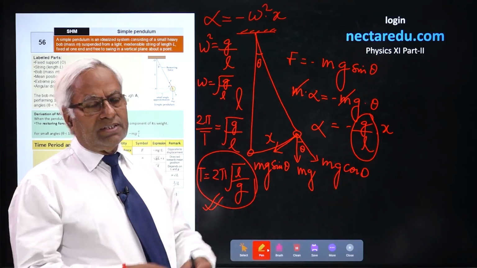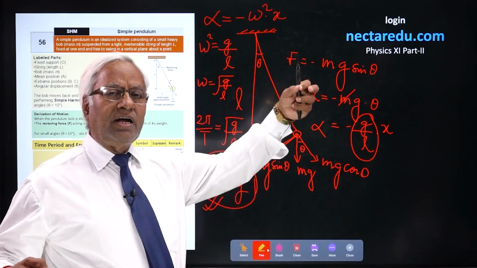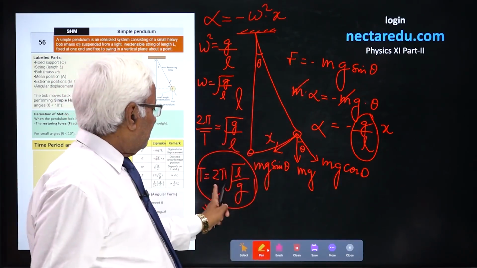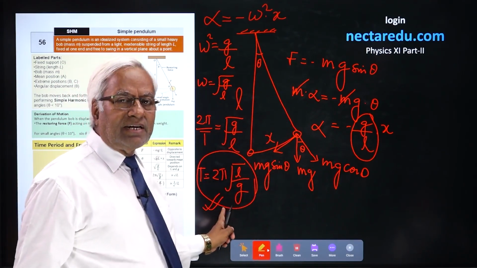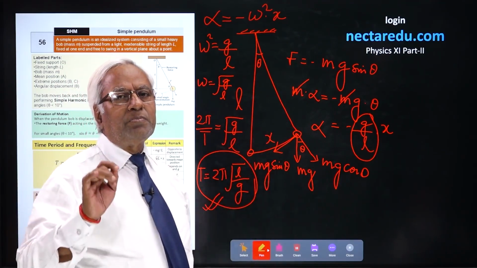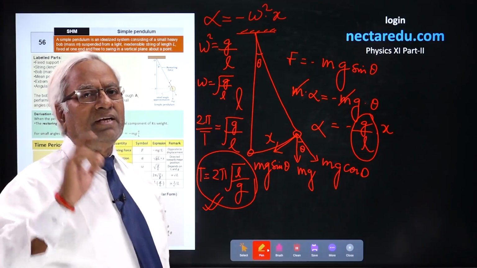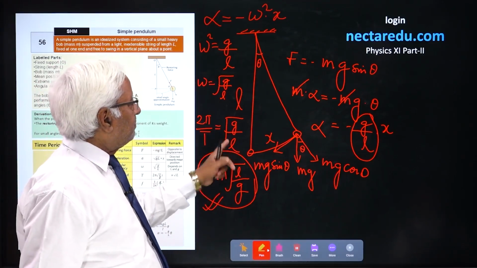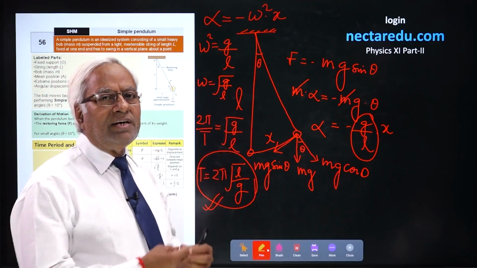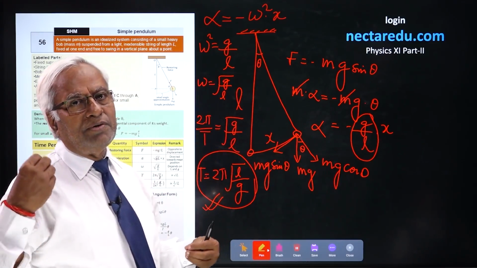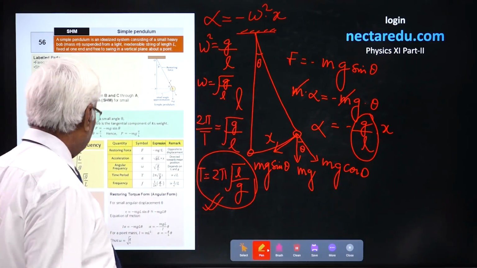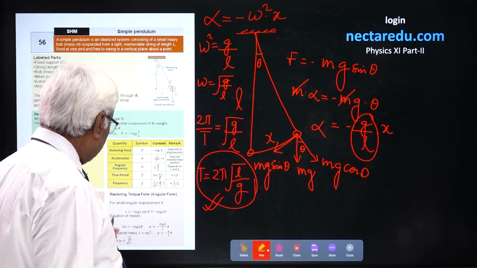You see, if you consider the length of pendulum very, very large, it's going to be limited time period. Then in that case, it is going to be 84.6 minutes only. So, two conditions are there. Pendulum should be very small and the angular displacement should also be very, very small. Other things have been mentioned here.